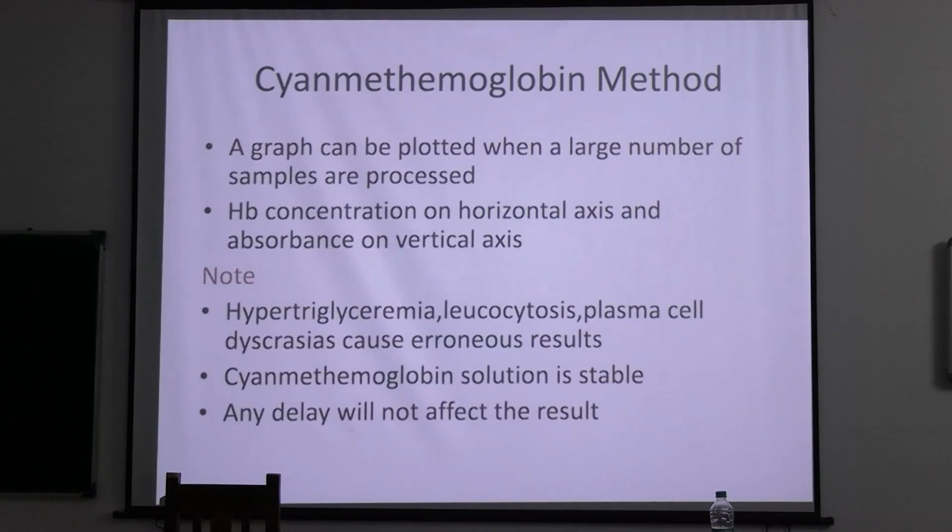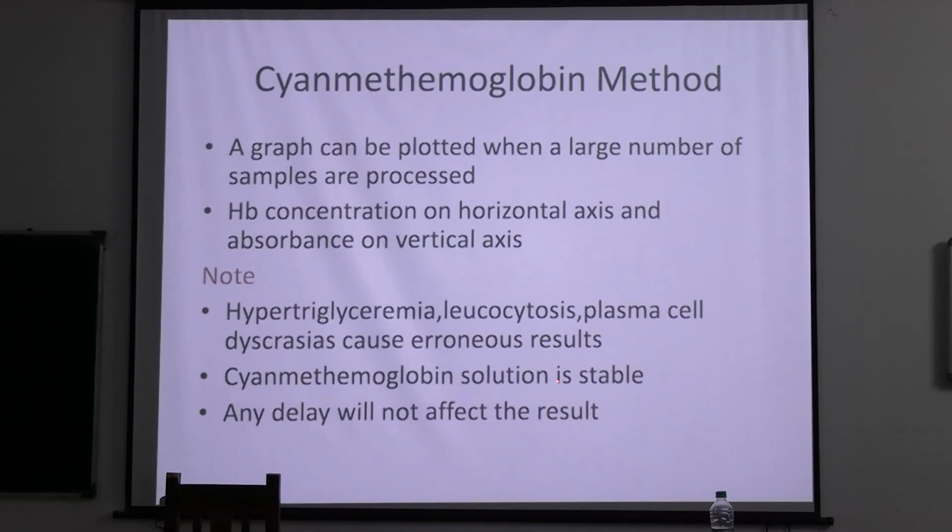Now, when will you get erroneous results in the cyanmethemoglobin method? What are the drawbacks? Hypertriglyceridemia, lipemic serum, white serum. The serum is normally straw colored. If you get white serum, that is lipemic blood. Leukocytosis, the leukocyte count is very high. Plasma cell dyscrasia, and these conditions will cause erroneous results by the cyanmethemoglobin method.